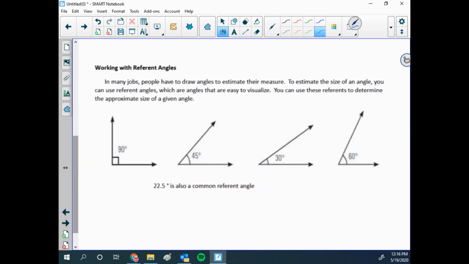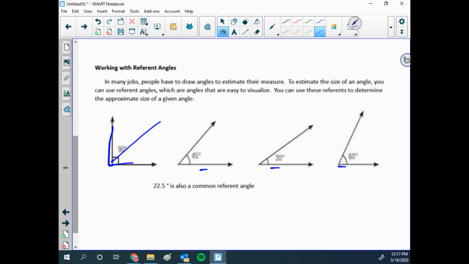Working with referent angles. So if we understand some basic reference for angles, that can help us estimate angles. So in many jobs, people have to draw angles and then estimate them. So reference angles are helpful for us to visualize what an actual angle may be. Now, a 90-degree corner, pretty easy to identify, but what if something's not, or it's less or greater than that? If we understand these basic measurements, we can then kind of just add or subtract 45, 30, or 60 degrees from there. So 45 should be about half of 90.